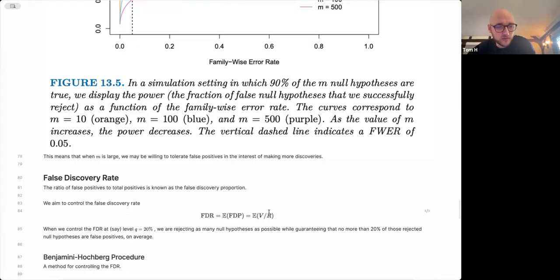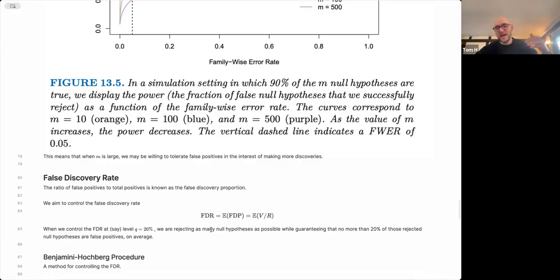So when we control the false discovery rate at a level of 20%, say, we're rejecting as many null hypotheses as possible while guaranteeing that no more than 20% of those rejected null hypotheses are false positives on average. And again, the book gives an example of if you've got a whole genomic sequence and you're trying to see whether it's having an impact on something, you might be willing to make 20% of errors because you've got time to check all of them.